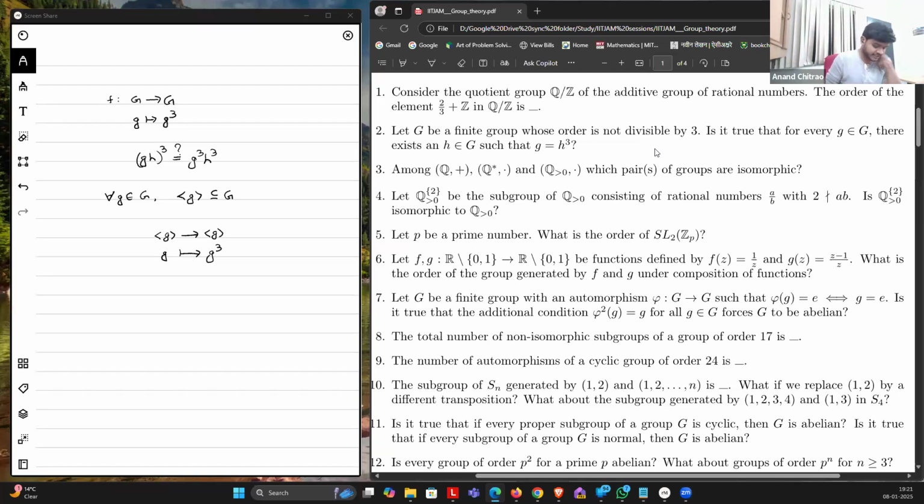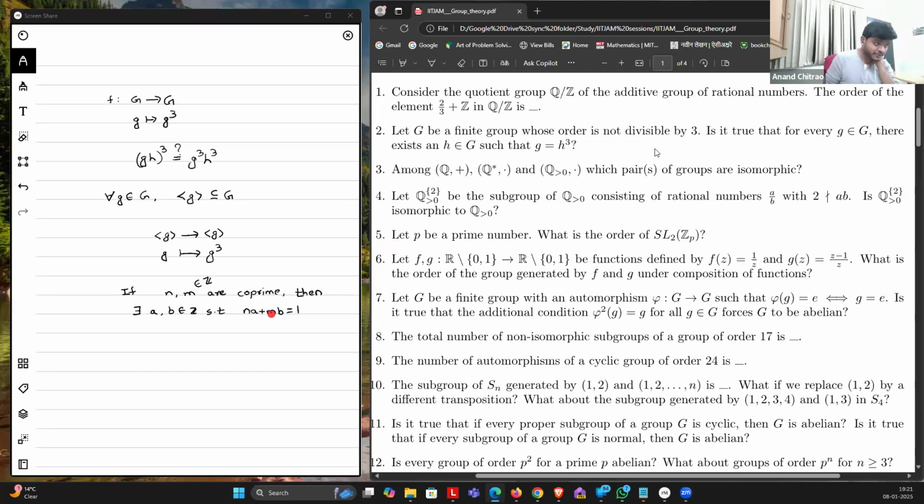Bezout's theorem in number theory. If n and m are co-prime, then there exist integers a, b in Z such that na plus mb equals 1. Okay.